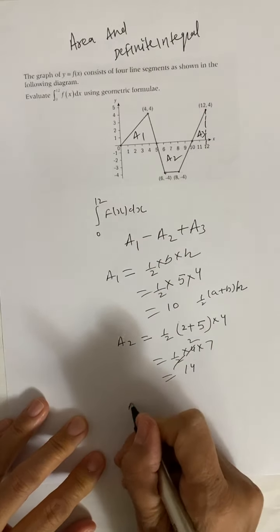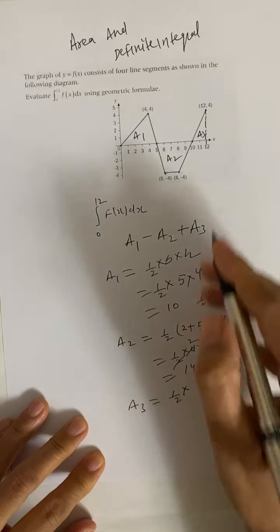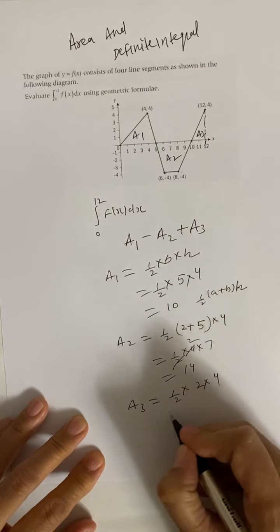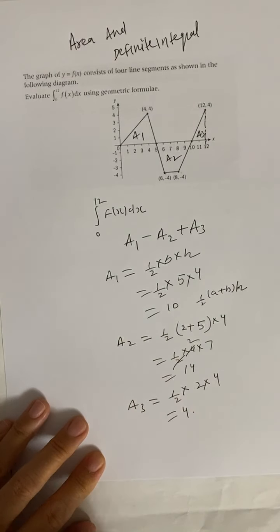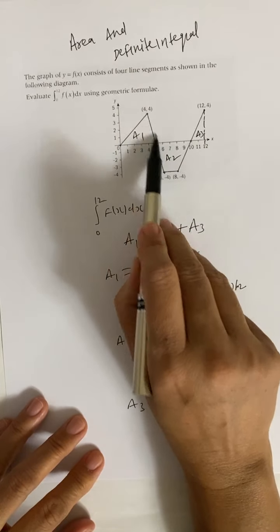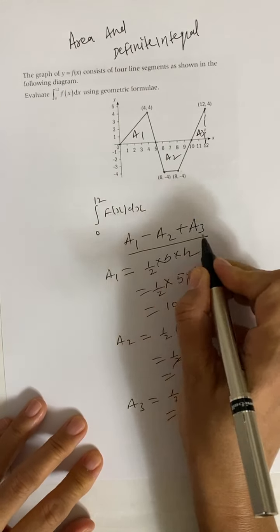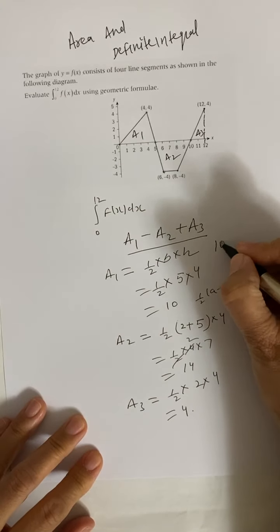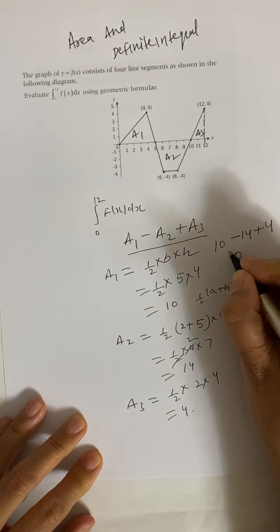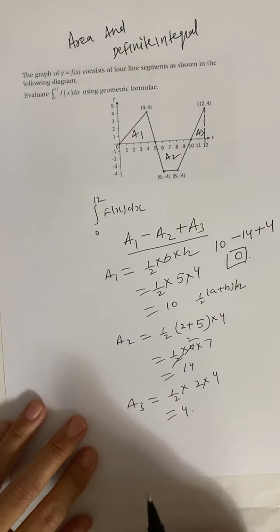And then you have A3, which is the area of this triangle, a right angle triangle. So half times the base, which in this case is 2, and the height, which is again 4. So the area A3 is 4. Now, to find the total area bounded by these triangles, as I said earlier, it is A1 minus A2 plus A3, and A1 is 10. So 10 minus 14 plus 4 is 0. So the total area in this case is going to be 0.